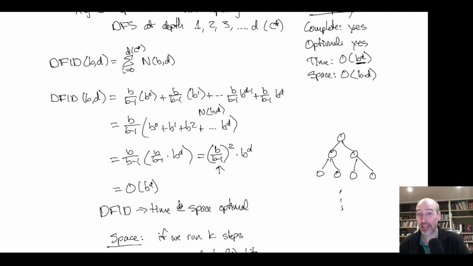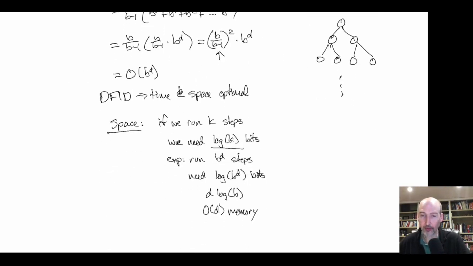And that says we actually cannot do better than this. So it's very interesting at this point. We see that DFID is both time and space optimal. And so for uninformed search algorithms, we're not going to be able to do better than this.